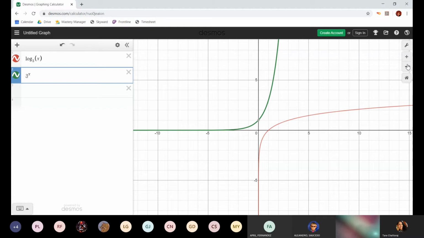This is our graph. We can all see it. We're just going to sketch that graph. That's all you need to do.